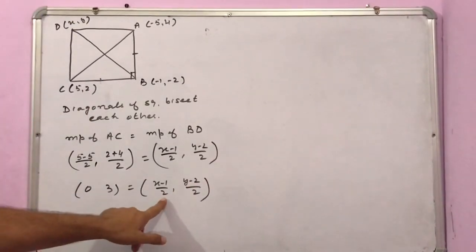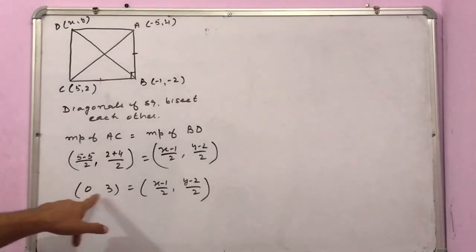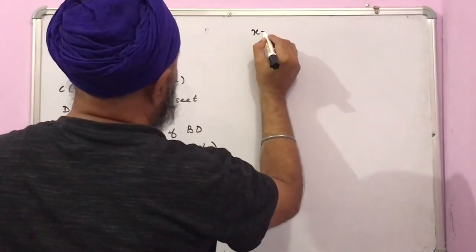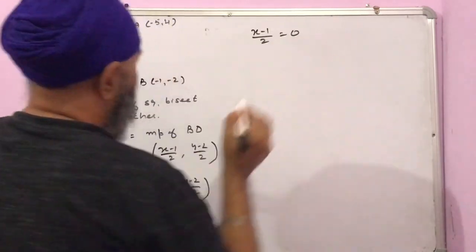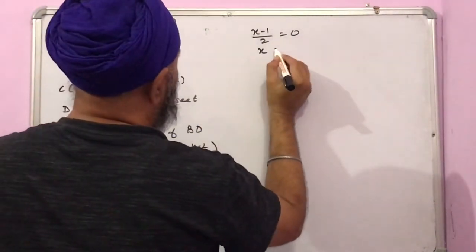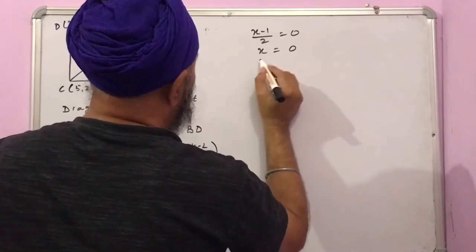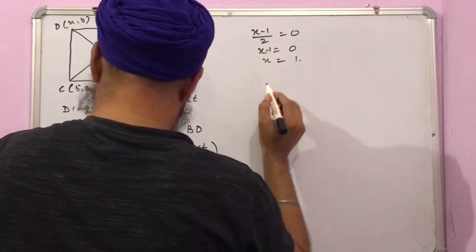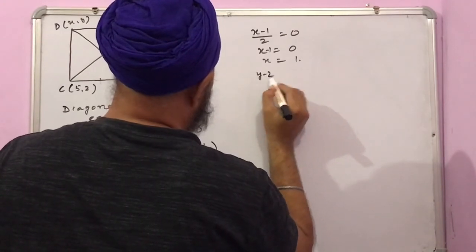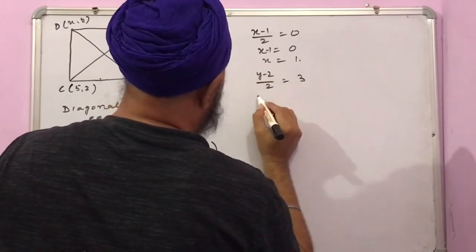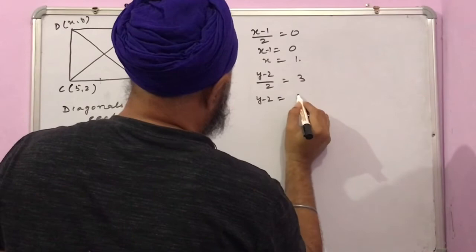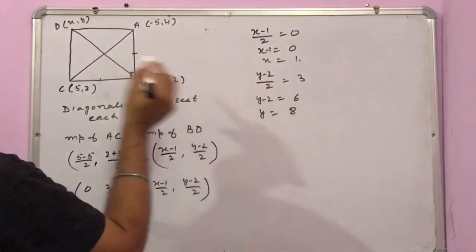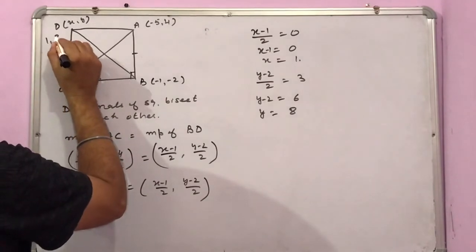From here the first coordinate will be equal to the first coordinate. (x - 1) by 2 is 0. So x, I cross multiply, 2 into 0, 0. x minus 1 is 0, x is 1. Then (y - 2) upon 2 is 3. y minus 2 is 6. y is 8. So this is (1, 8).